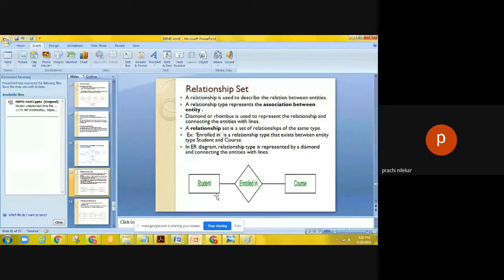Let's see an example. Here, students as well as courses are the entities within a university database. In that, students enroll in a specific course. That's the association between students and course: enroll in. So we represent the relationship using a diamond or rhombus in the ER diagram. In an ER diagram, the relationship type is represented by a diamond.